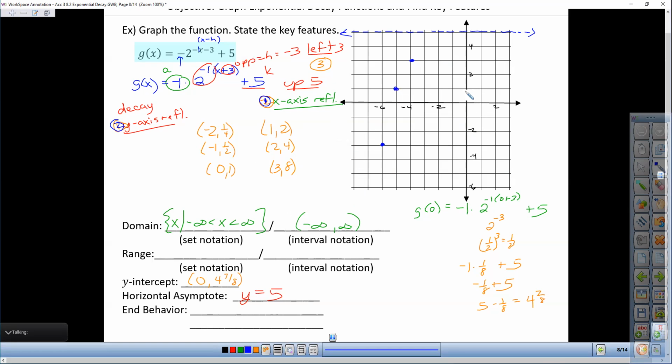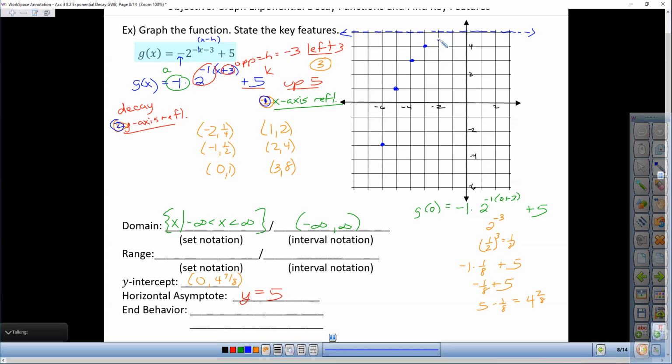0, 1 does flip below for the x-axis, but it stays where it is for the y-axis. It translates up 5. 1, 2, 3, 4, 5. Left 3. 1, 2, 3. And then we have the other two. So your -1, 1/2 is going to flip below. Then it's going to flip to the right. Then it's going to move up 5 units. 1, 2, 3, 4, 5. And left 3. 1, 2, 3.